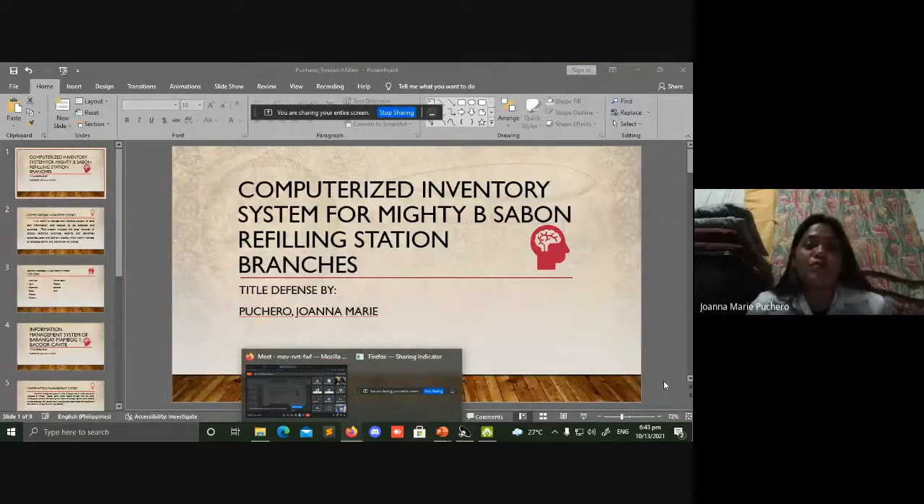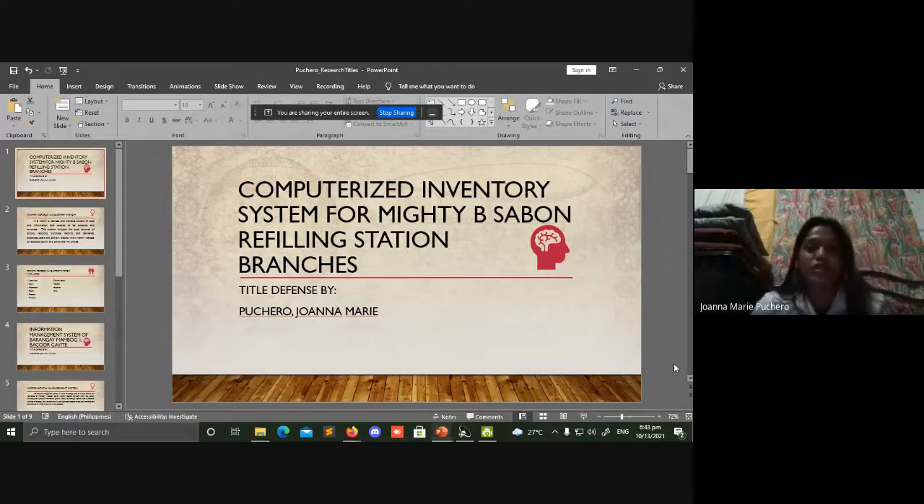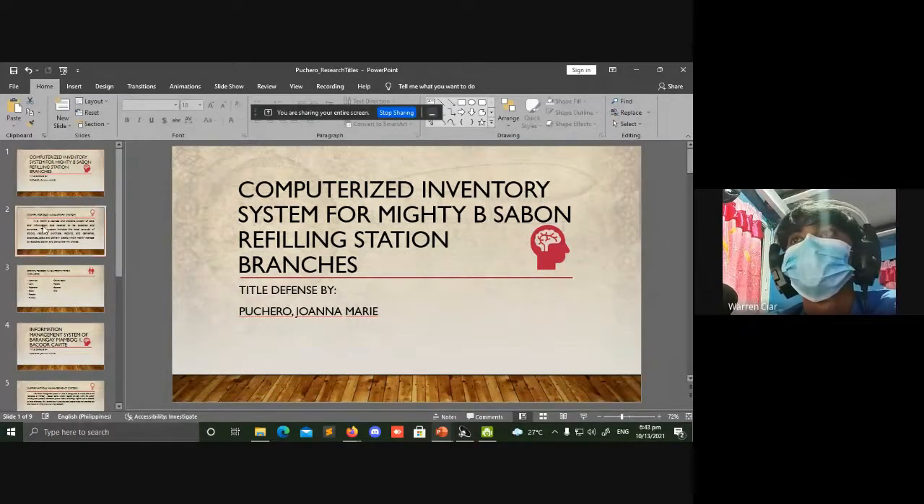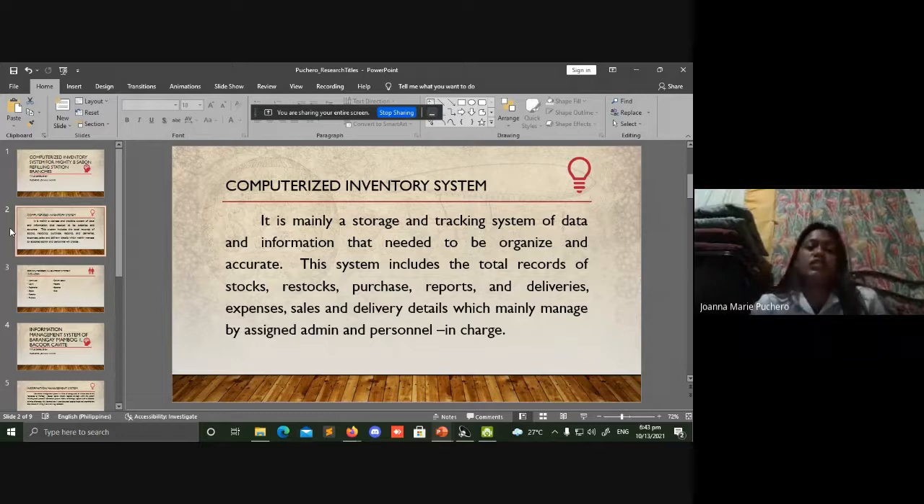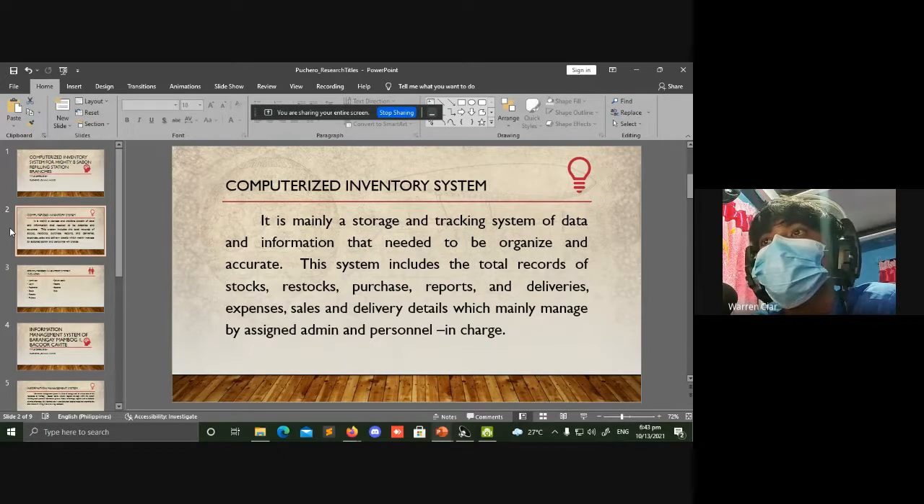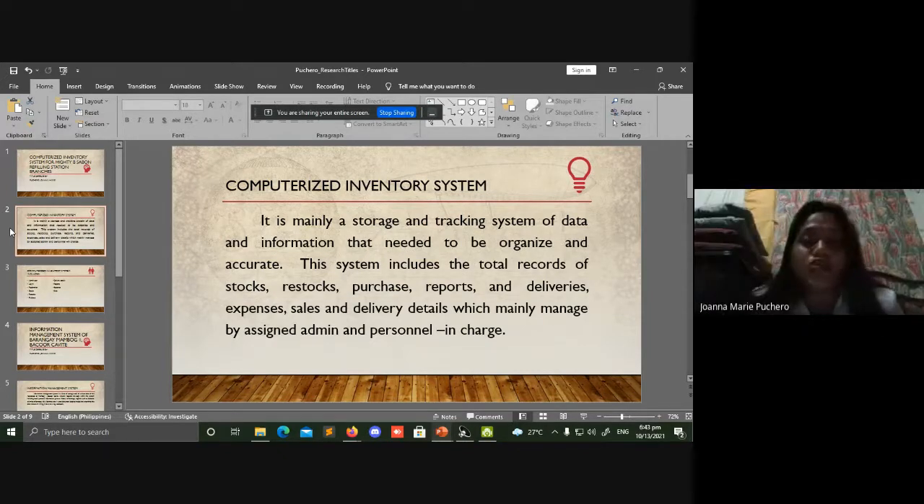For my first title defense: Computerized Inventory System for Mighty Visa Bondo filling station branches. Specifically, we are one of the owners of the branches. Description of the computerized inventory system: it is mainly a storage and tracking system of data and information that needs to be organized and accurate. This system includes the proper records of stocks, purchase reports and deliveries, expenses, sales, and delivery details, which are mainly managed by the assigned admin and personnel in charge.